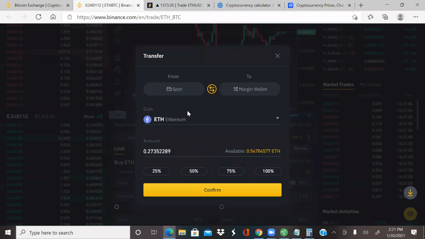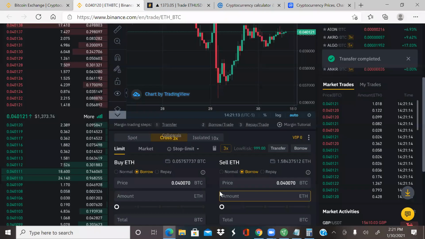And it's free. The transferring is free. I don't pay charges. They will not charge you for it because I'm transferring still between my account from my spot to my margin. So I click on confirm. So I've transferred.